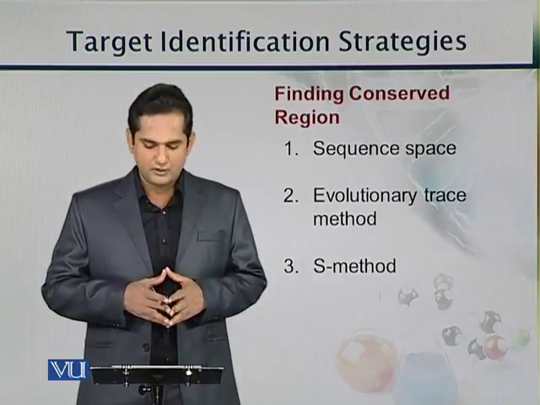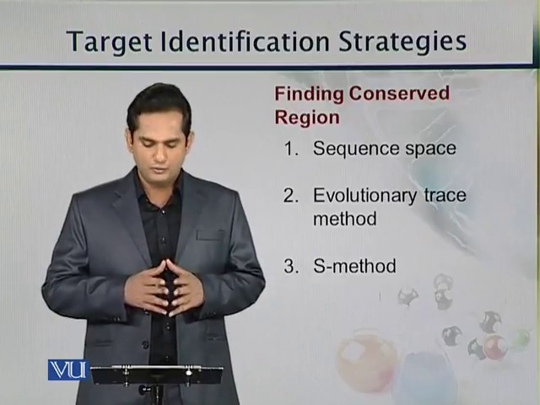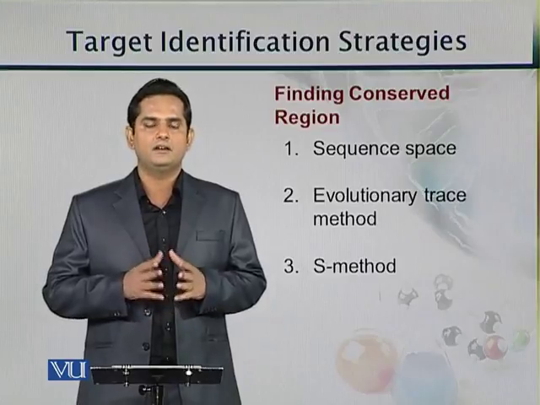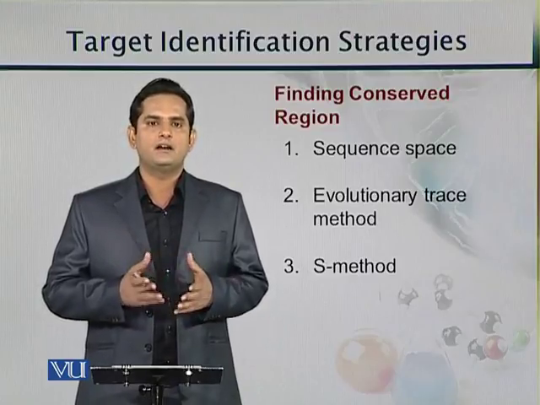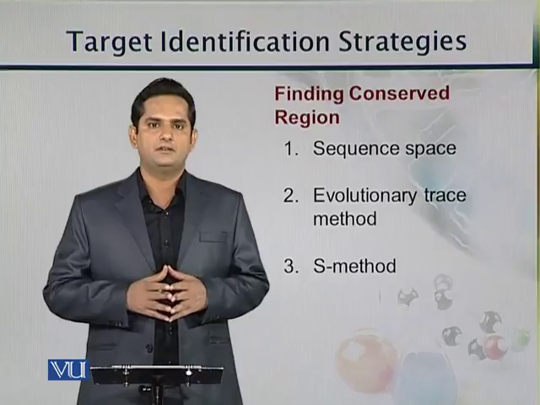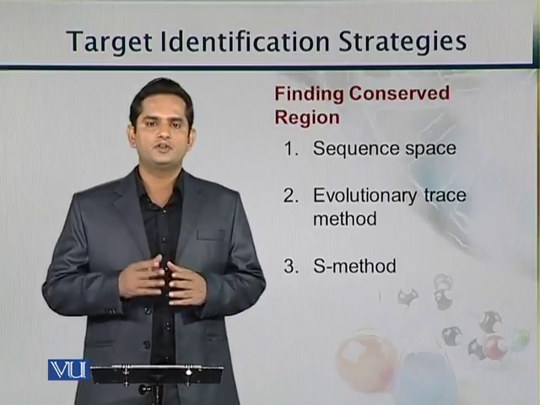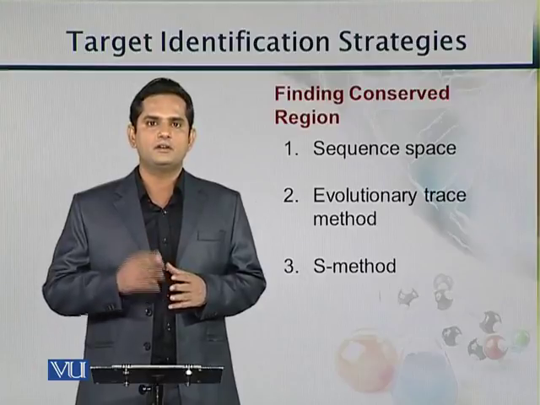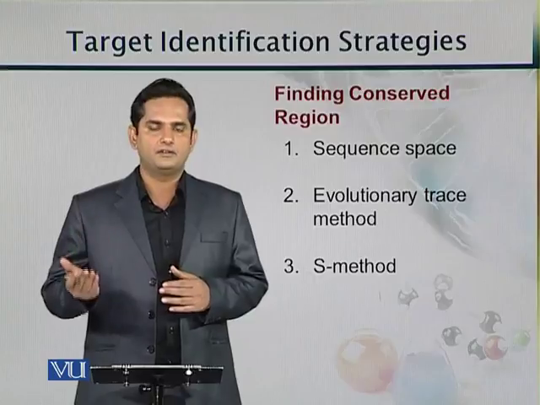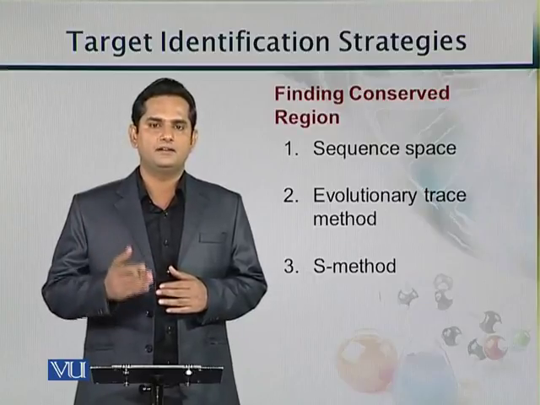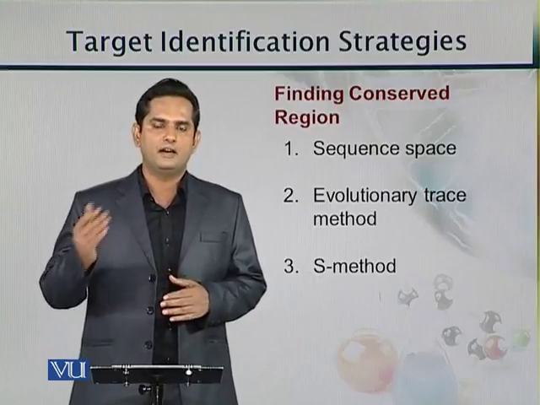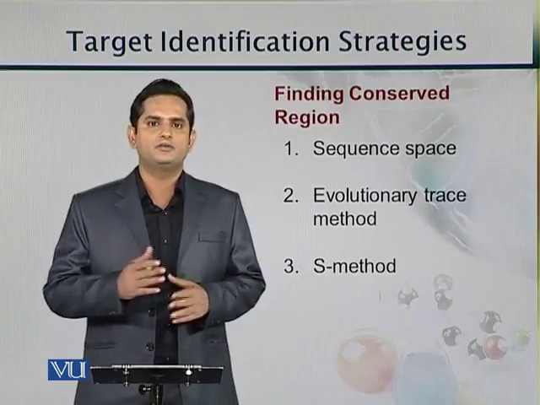Then we have the evolutionary trace method. This evolutionary trace method can be understood by understanding phylogenetic tree level methods. In phylogenetic tree level methods, we have sequences which are arranged hierarchically. Hierarchically means that we have ancestors, then descendants, and so on. So grandparents, parents, and children, and so on.